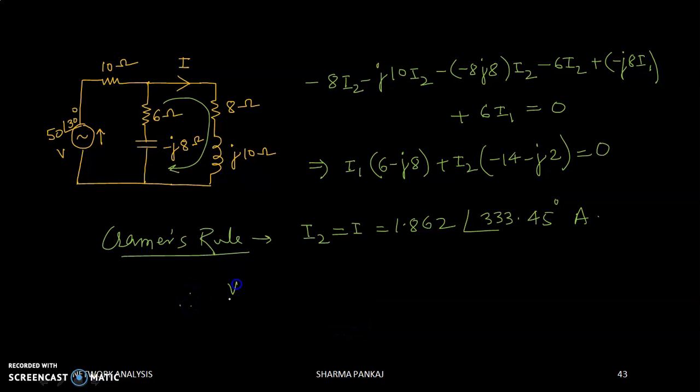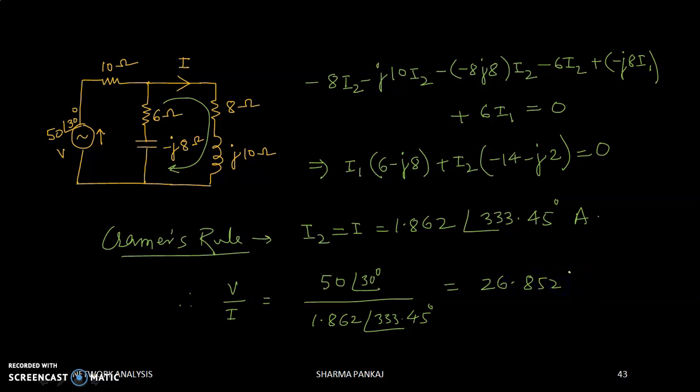Therefore, V by I is equal to 50 angle 30 degree upon 1.862 angle 333.45 degree, which is equal to 26.852 angle minus 330.45 degree.